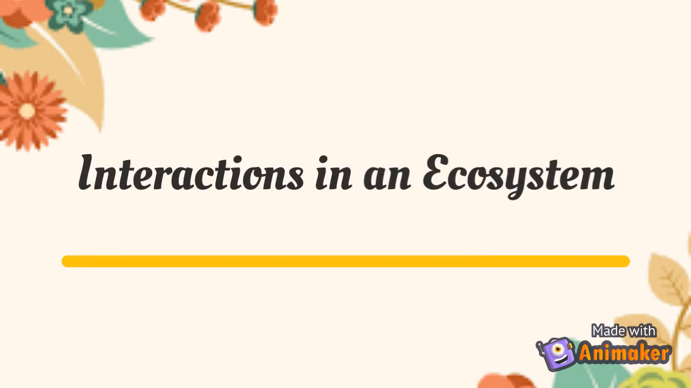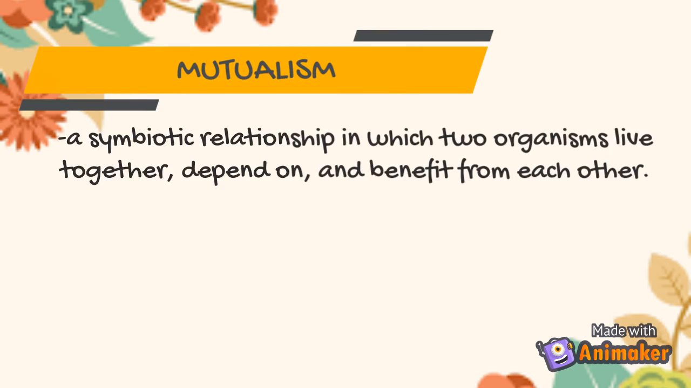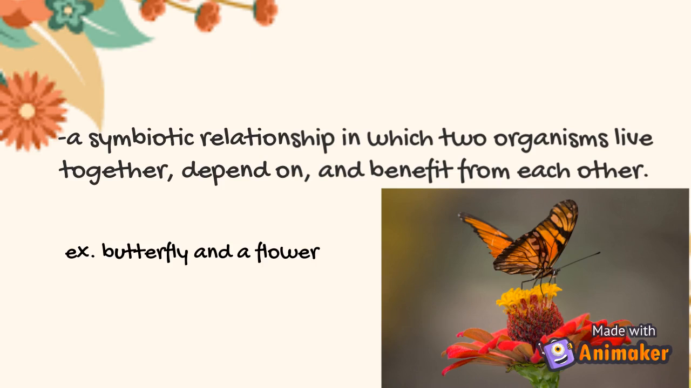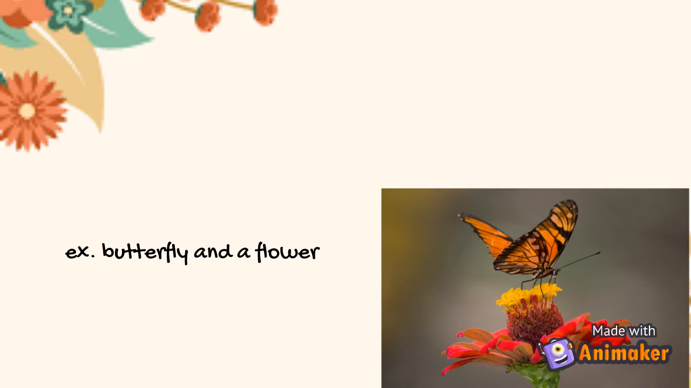The following are the different ecological relationships found in an ecosystem. First we have mutualism. It is a type of symbiotic relationship in which two organisms live together, depend on, and benefit from each other. The relationship that happens between butterfly and a flower is an example of mutualism. As the butterfly sips nectar, it transfers pollen from flower to help each reproduce. Thus, the butterfly obtains food and the flower propagates.